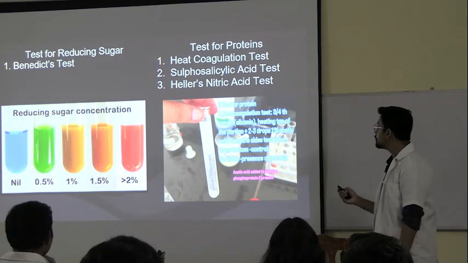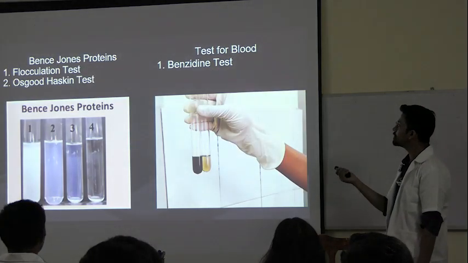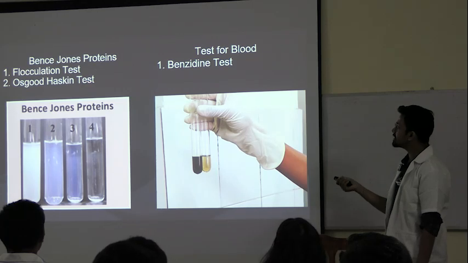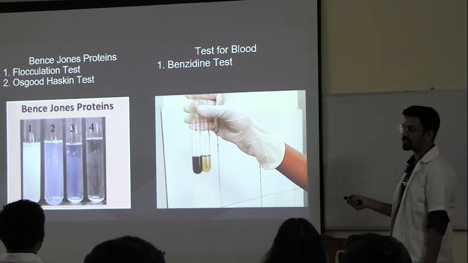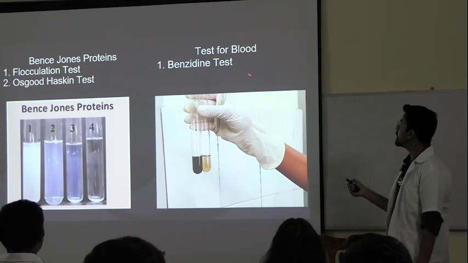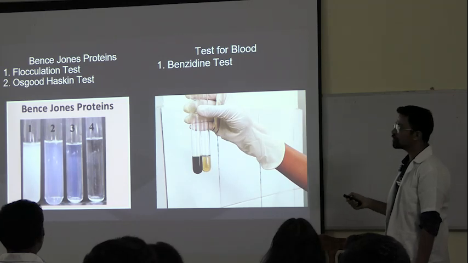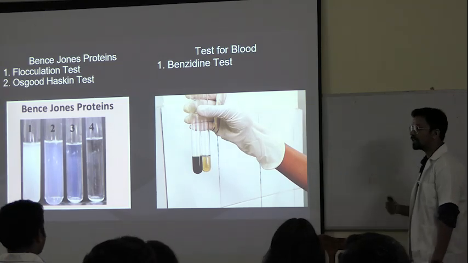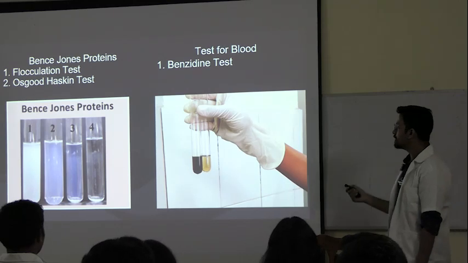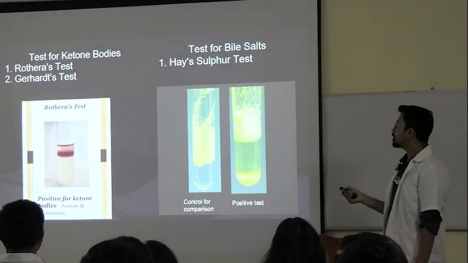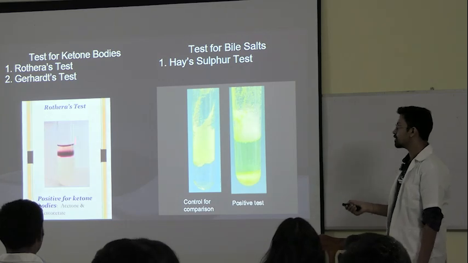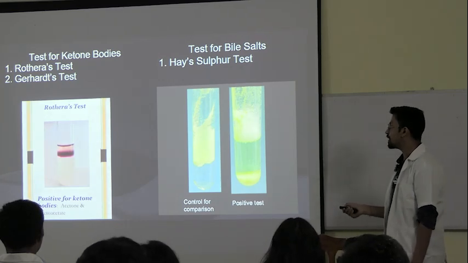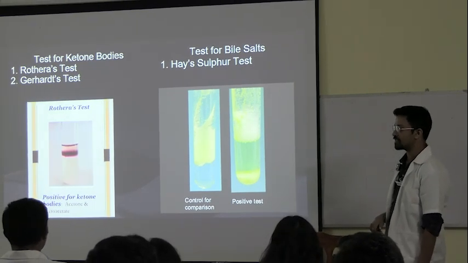Fine. There are some more slides I have just collected for you. This is the Bence-Jones proteins test, the flocculation and the Osgood-Haskins test, and this is how the flocculation test will look. Fine. And this is for the blood, that is a benzidine test. When you go into the topic proper, you will get to know in detail what we are going to do in the test. Okay. Next, this is for the ketone bodies, the Rothera's test and the Gerhardt test. We are going to do the Rothera's test, and this is the example of it. This is the purple color ring that will appear in case of Rothera's test.